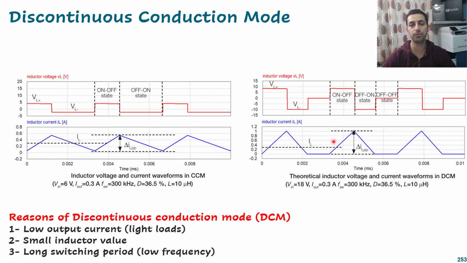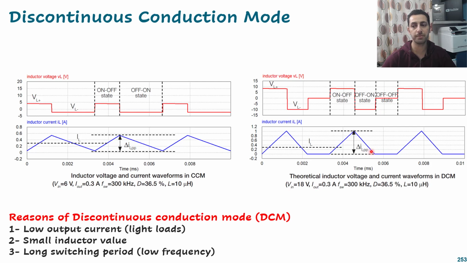But what happens if we have discontinuous conduction mode? Here we have charging or on time, here we have off time, but here we have the off period or zero period. So we call it on, off, on for the switch and off for the diode, and here off for the switch and on for the diode, but here we have off diode and off switch. So we have this zero period here.